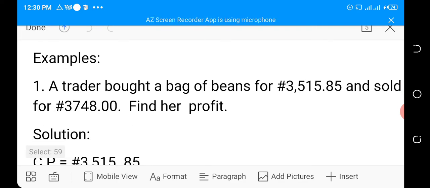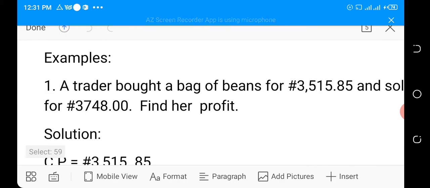Number one, a trader bought a bag of beans for 3,515 naira 85 kobo and sold it for 3,748 naira. You are asked to find her profit. So here the first thing to do is to write what you are given. What am I given? What am I asked to calculate? What am I looking for? Write what you are given down and what you are asked to calculate.